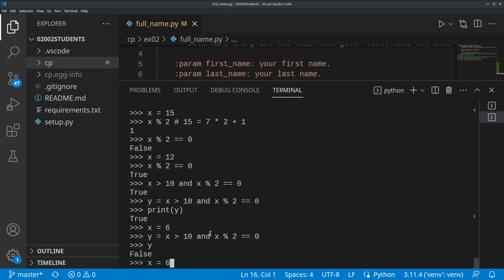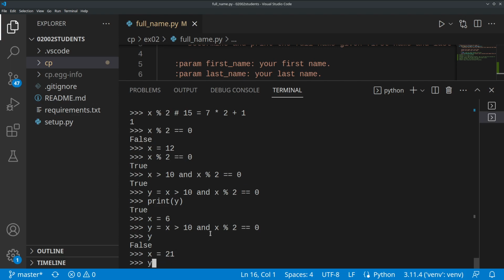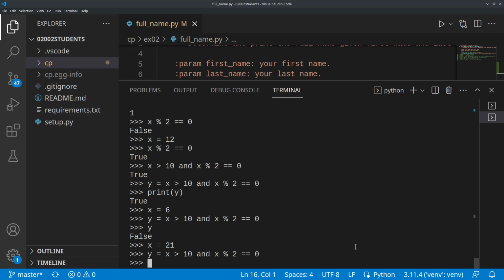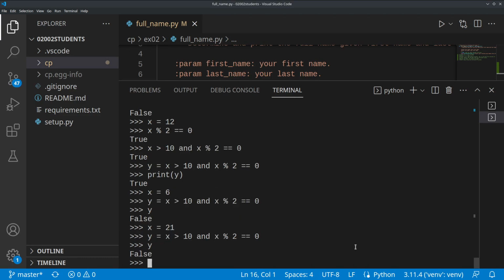On the other hand, if I said x is equal to 21, well, what's going to happen here is that this will be true, but this is going to be false, because the remainder modulo 2 of this is actually going to be 1, because 21 is equal to 10 times 2 plus 1. So this will evaluate to false, like this.